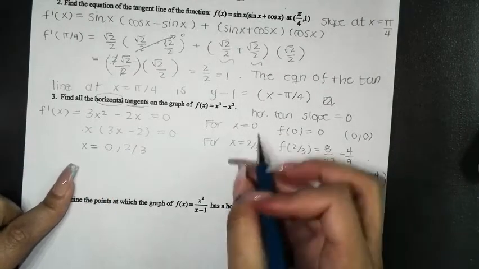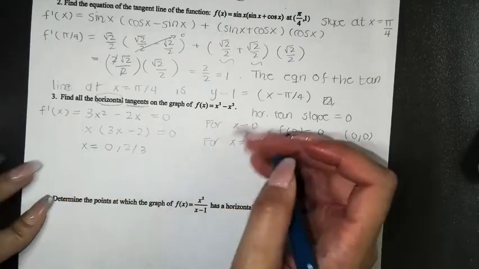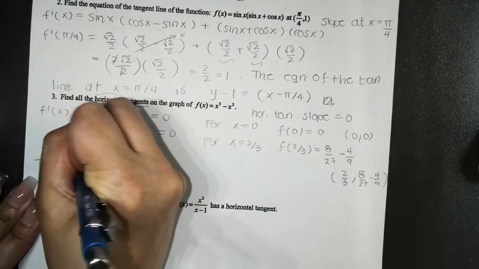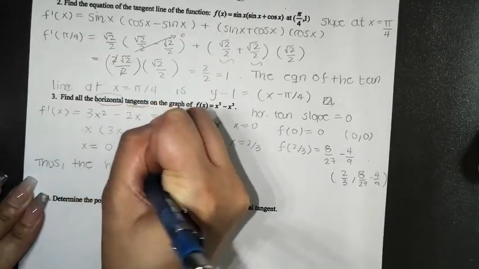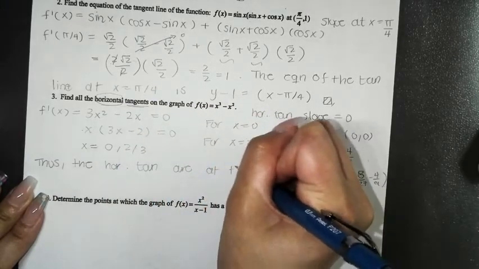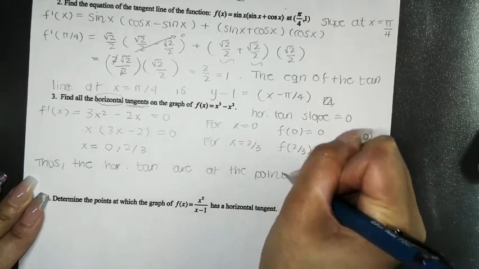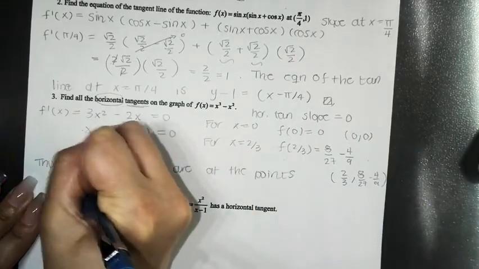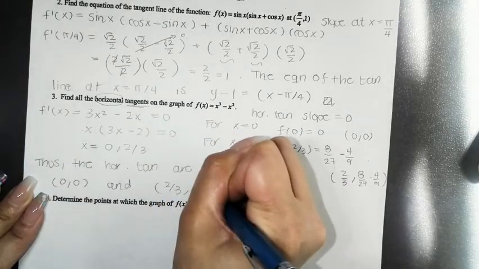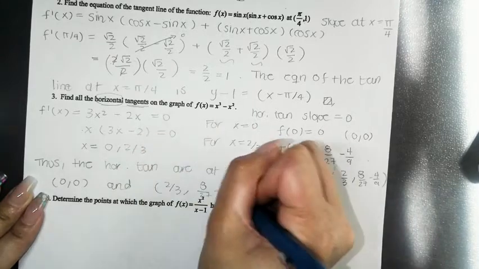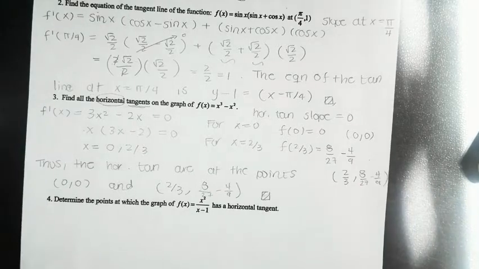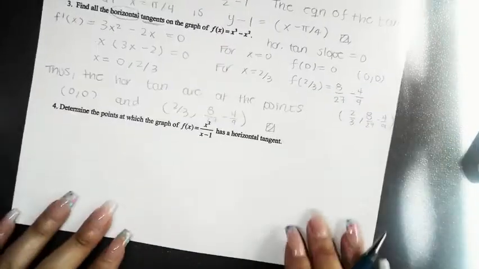So what are the horizontal tangents? The horizontal tangents are at the points 0, 0 and 2 over 3, comma, 8 over 27 minus 4 divided by 9, and those are your two horizontal tangents. Now let's move on to the last one of this page.